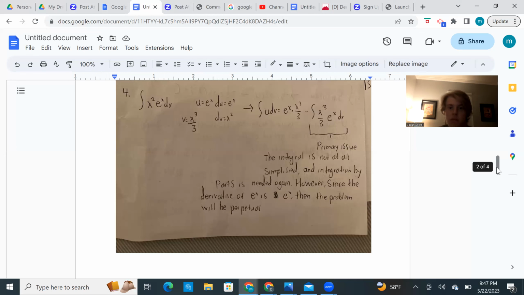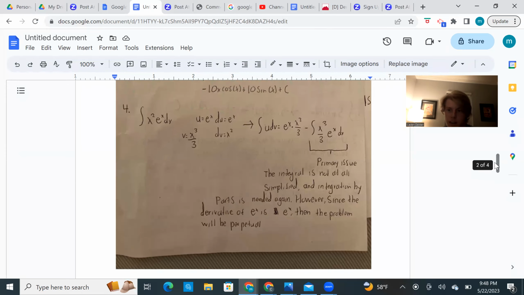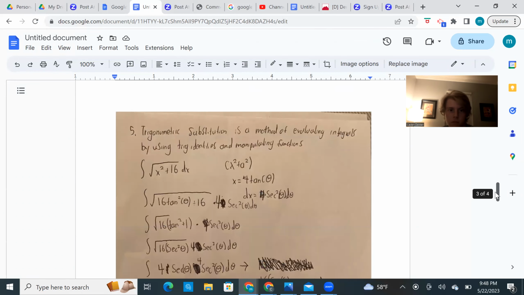However, since the derivative of e to the x, again, is just e to the x, the problem will be perpetual. So since you are performing the integral on x squared, and given the fact that you have to add 1 to the exponent and to the denominator, it will just keep going since e to the x will always be the same, and you'll never reach a conclusive answer if you were to select e to the x as the u variable.